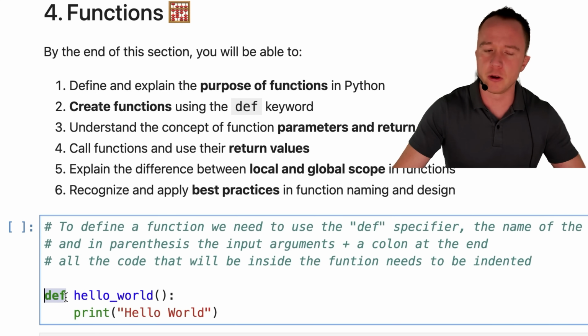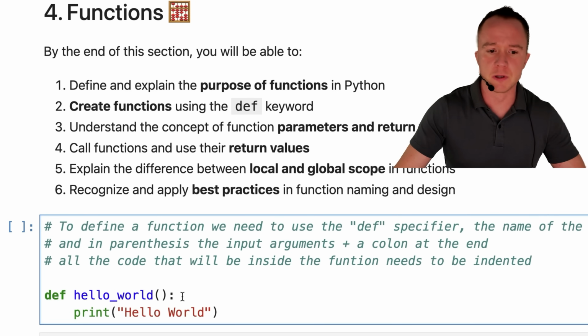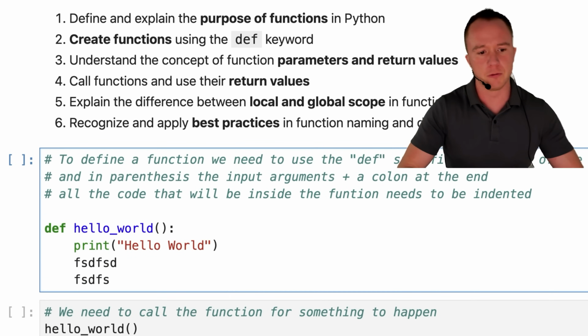By using def, Python knows a function is coming. You give it a name. In parentheses, you put the input arguments, which in this case we don't have any, but we'll get there. Similar to the if statements, at the end of the line you have a colon, and then need 4 spaces or 1 tab as indentation to print hello world. Also here, you could add a lot more code here that would all be part of the function.